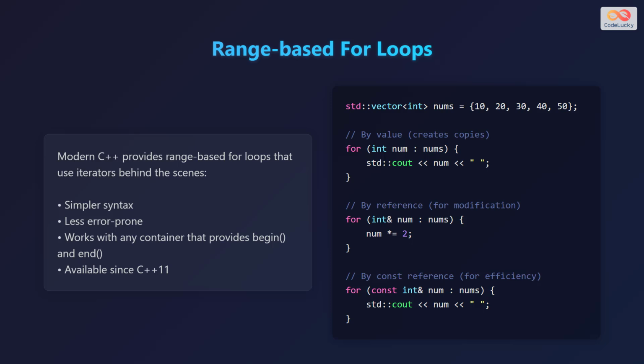Here's an example demonstrating the usage of range-based for loops with a standard vector of integers. We declare a standard vector named nums and initialize it with some values. We use a range-based for loop to iterate over the vector by value, creating copies of each element and printing them to the console. Then we use another range-based for loop to iterate over the vector by reference, allowing us to modify the original elements by multiplying each element by 2. Finally, we use a range-based for loop to iterate over the vector by constant reference, providing efficient read-only access to the elements.